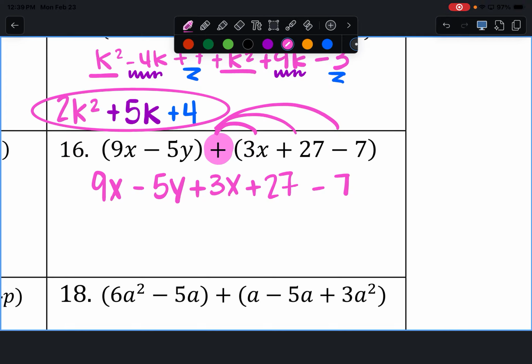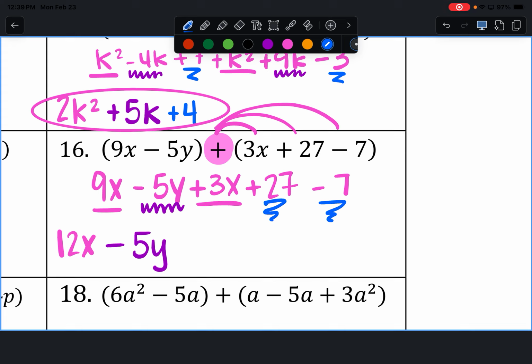X. So what are my like terms? What is 9x plus 3x? Okay. What term needs to go after that? Does negative 5y have any like terms? Nope. So it just gets brought down. All right. What needs to go last? How did you get 20? 27 minus 7 is positive 20. So that is our answer.